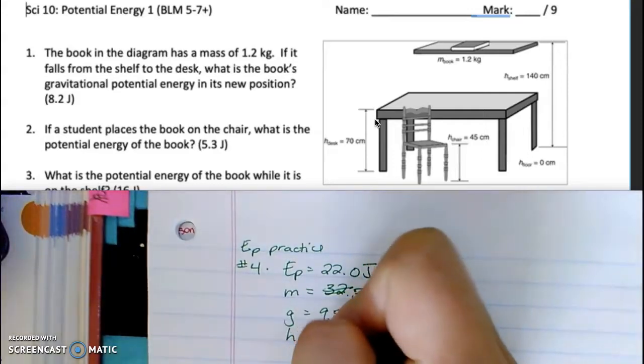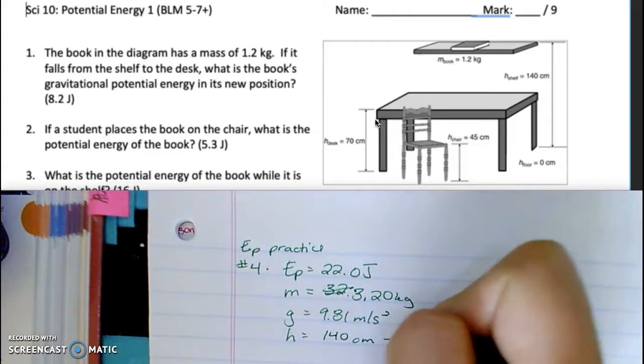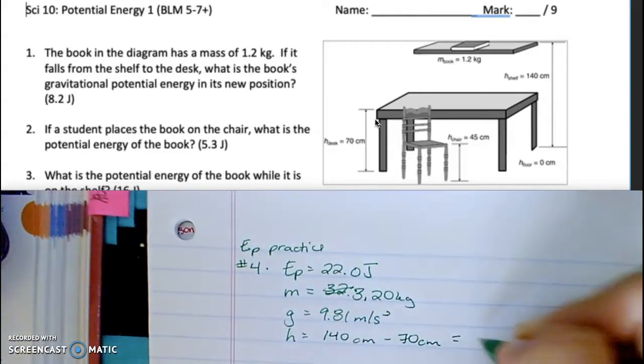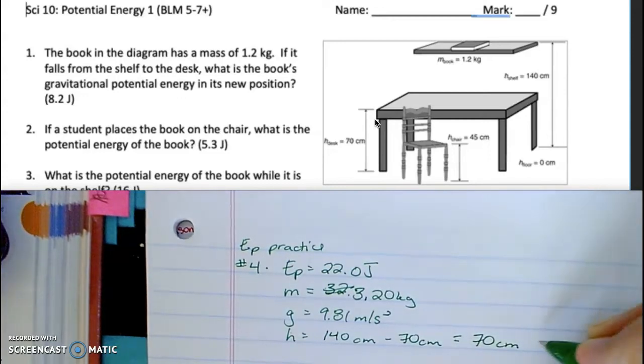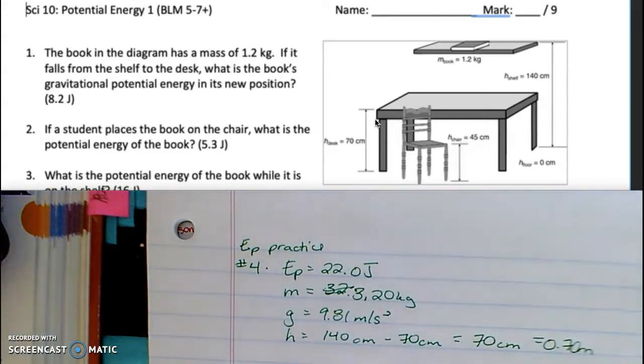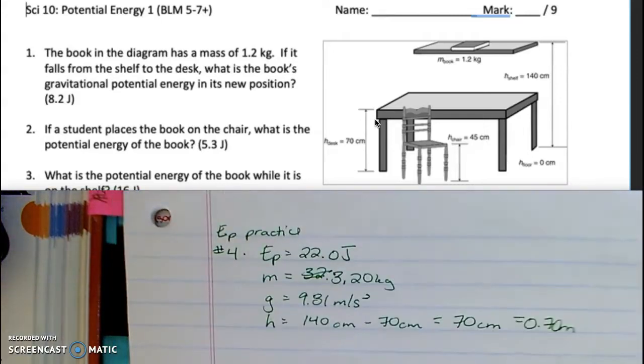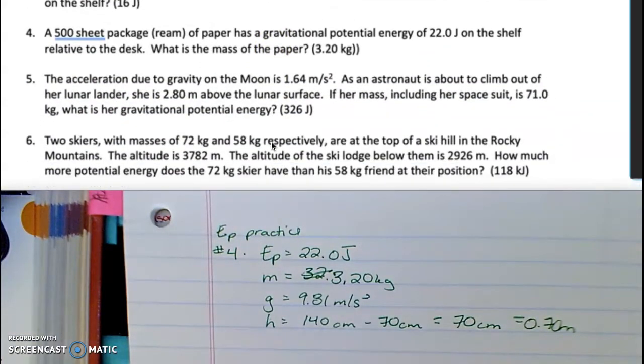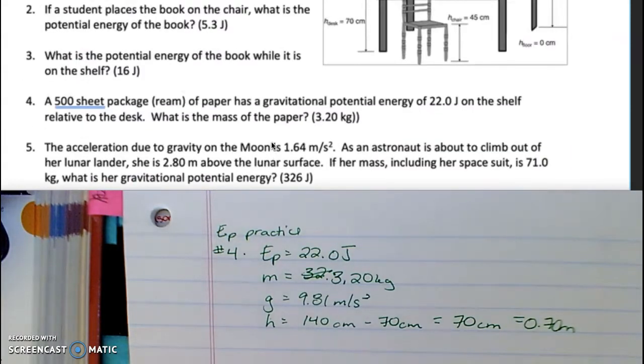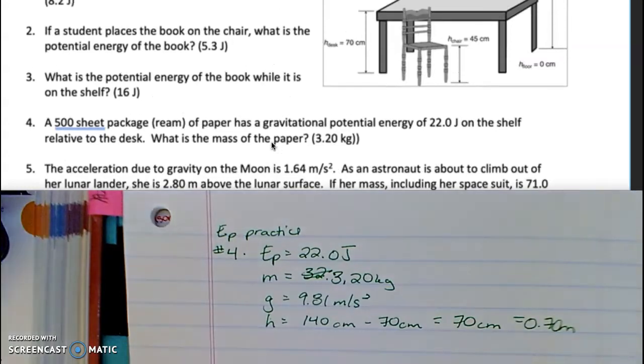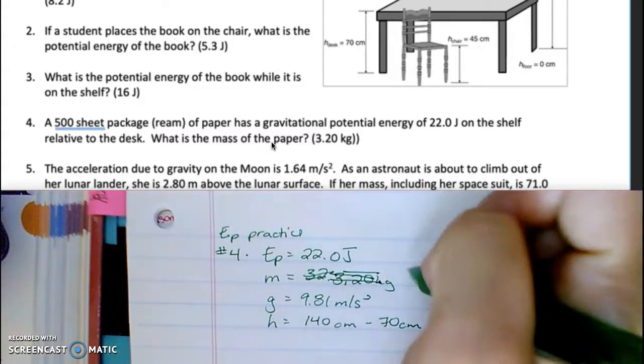Okay, so I'm going to start with 140 centimeters and take away 70 centimeters, and that's 0.7 meters. Okay, and I'm assuming that's what we're going to be working with, if the book fell off the shelf onto the desk. Okay, but we'll see. And we wanted to know mass of the paper. Oh, that's the answer. Okay, this is what we're trying to find out here.